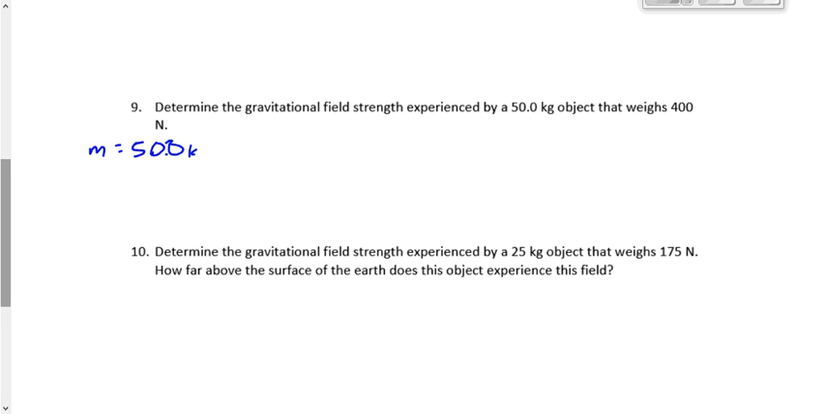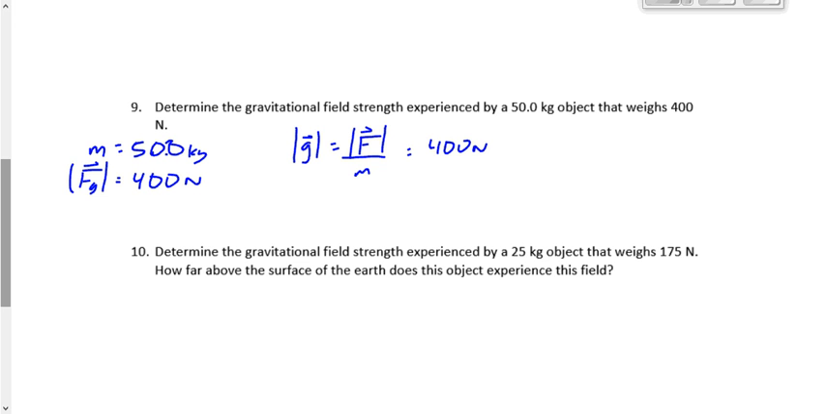50.0 kilograms is our mass. What is this 400 newtons, the weight? What does the weight correspond to? Yep, it's the force of gravity, which is, of course, m times g. Now, we're looking for the field strength, so we're going to say little g is equal to F over m, the experiencer equation. F is 400 newtons divided by the mass of 50.0 kilograms. 400 divided by 50 is 8.00 newtons per kilogram. Or you could have said 8.00 meters per second squared.